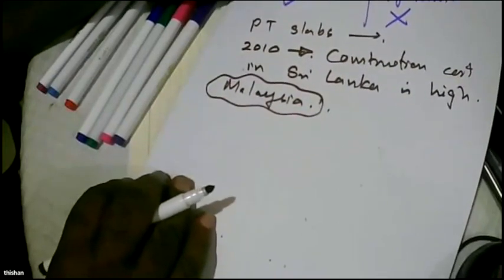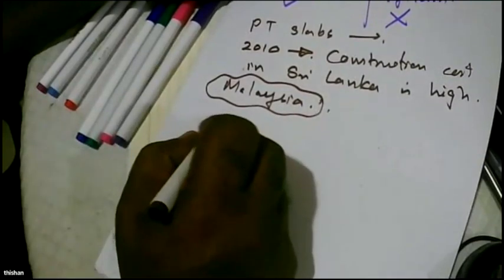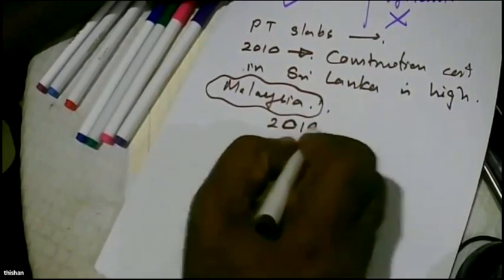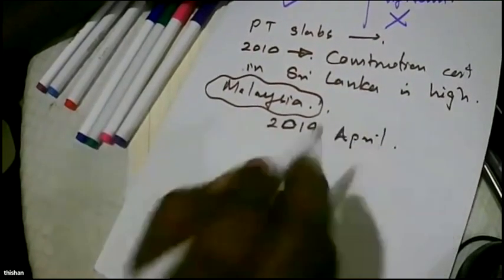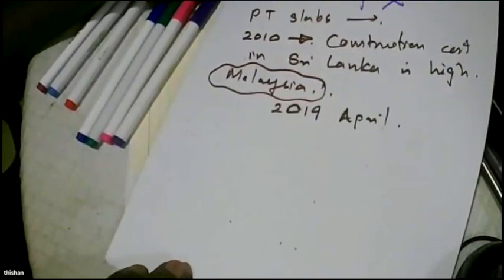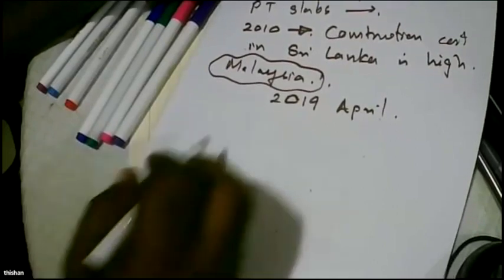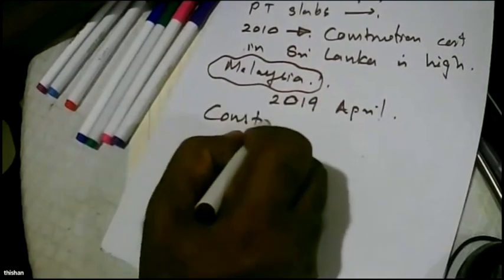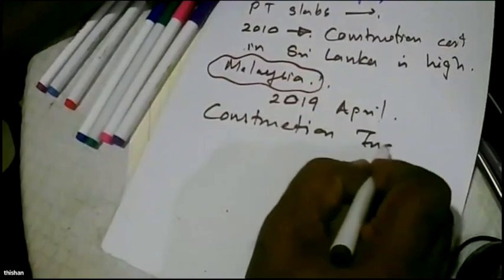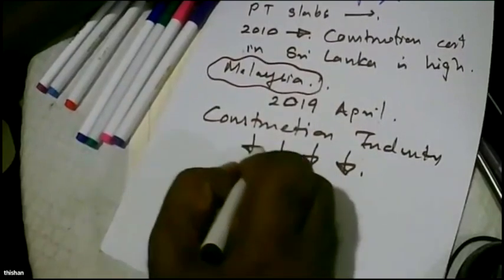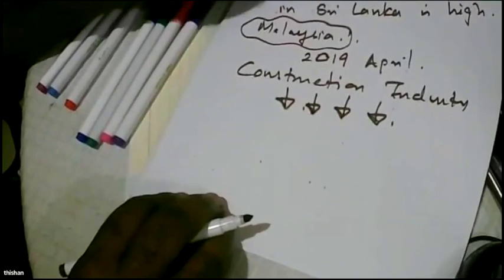So what we did was we kept on going, until April 2019, where the blast rocked the economy, and then came COVID, then came the devaluation of rupee, and as a result we had a construction industry down to a very low level. And we had few problems.